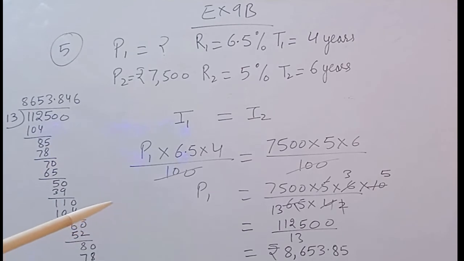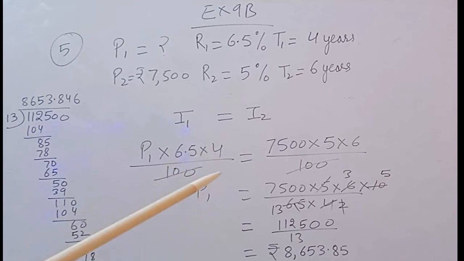Now we will cancel this 5, 13 5s are 65, and 2 2s are 4, 2 3s are 6, 2 5s are 10. So 5 into 3 into 7500 will give you 112500, and 13 as a denominator. So 112500 divided by 13, you will get rupees 8,653.85. Here is the rough work I have done here. So in that manner you can do question number 5.